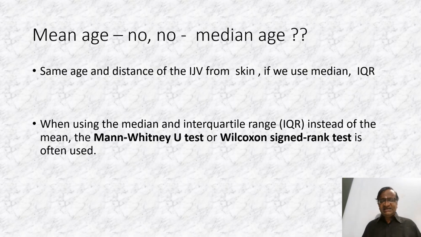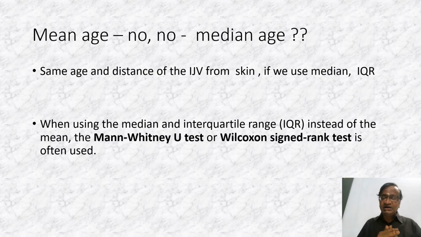Now I don't want mean age. Now I want median age plus IQR, the interquartile range. Same with age, or the distance from the IJV to the skin. If you are going for the median, with values 1, 2, 3, 4, 5, 6, what is the center number? If the center number is there, you can take it. If there is no single center number, there are 2 in the center.